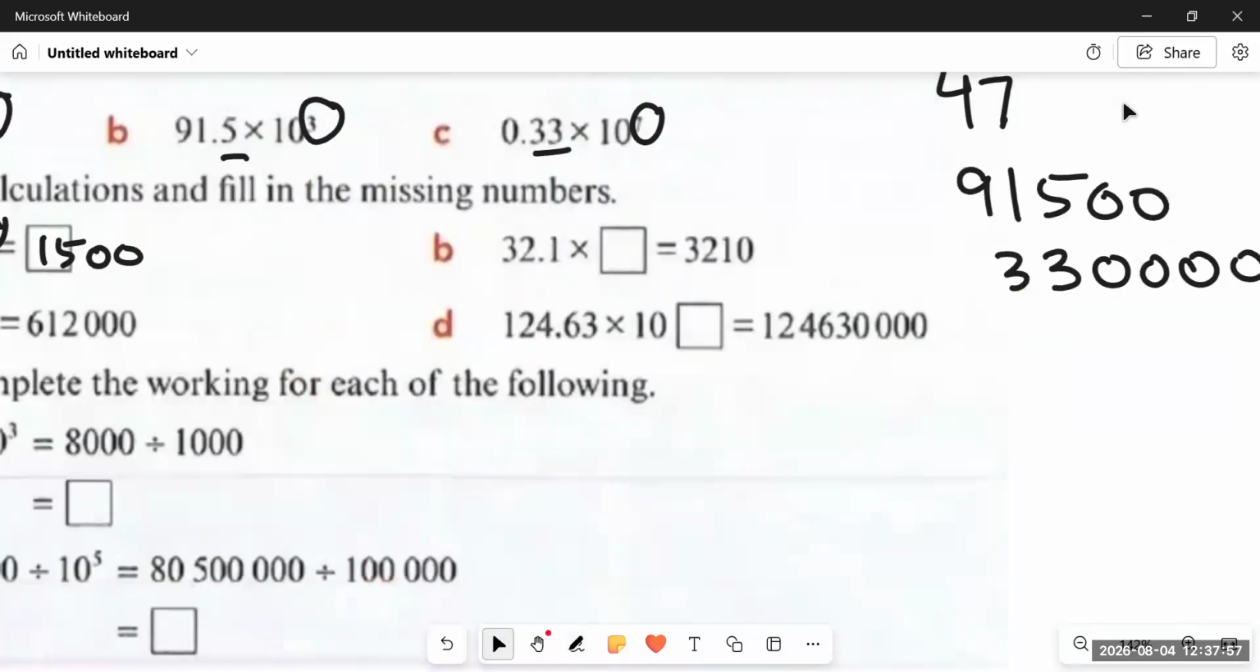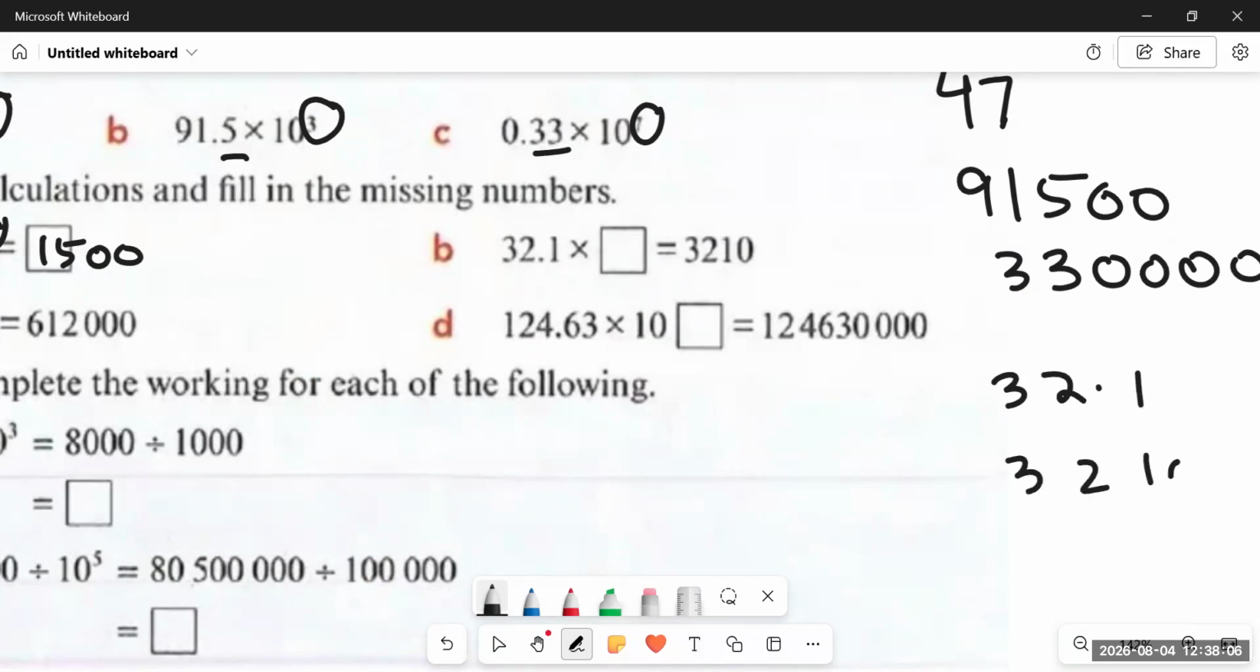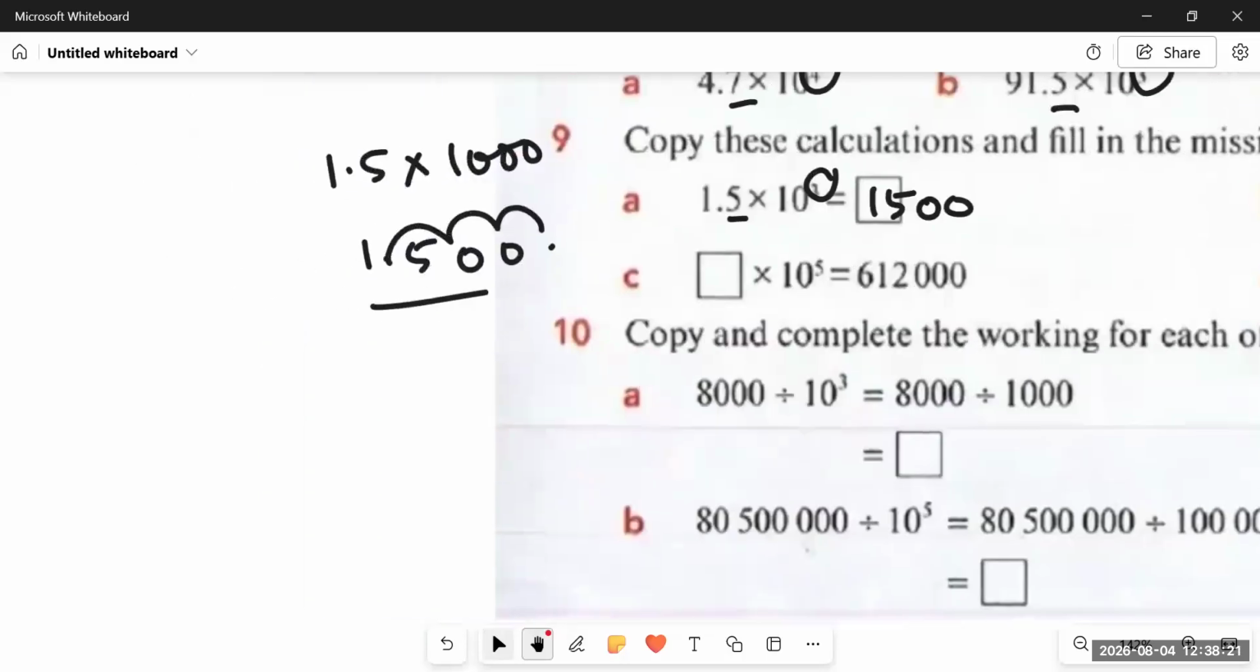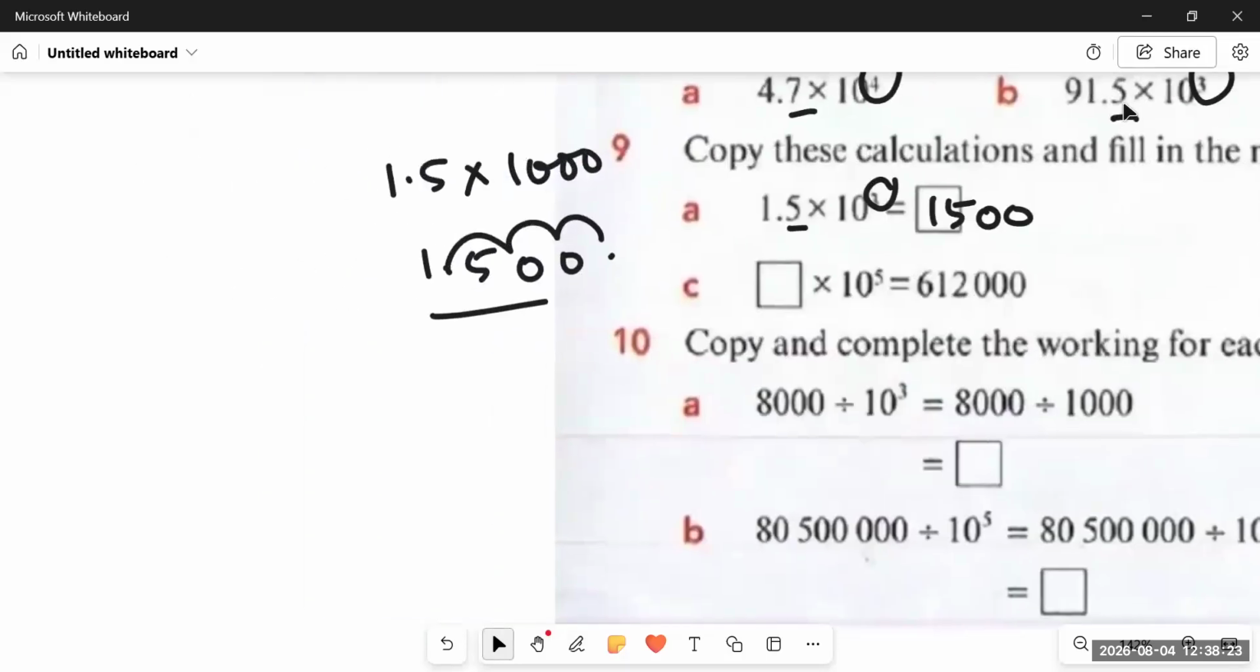For part B, we have 32.1 multiplied by dash is 3210. Now we will compare the numbers. 32.1 and 3210. The decimal has moved 2 places forward. Here it comes. So if we have moved it 2 places, the power of 10 will be 2. Okay. Next we have, what should I multiply with 10 power 5 to have 612,000?